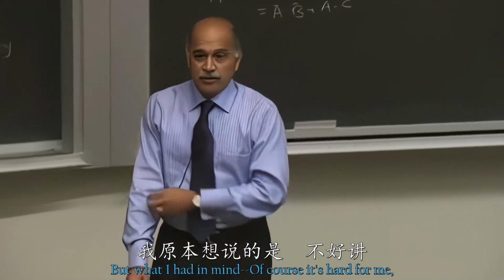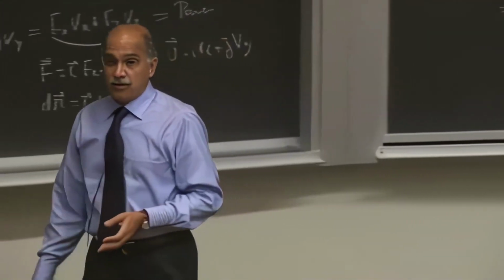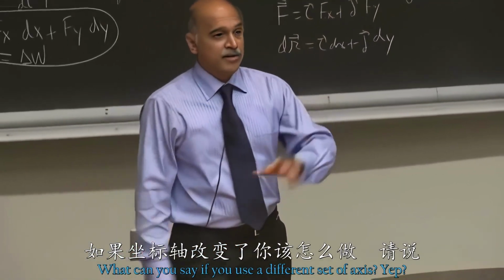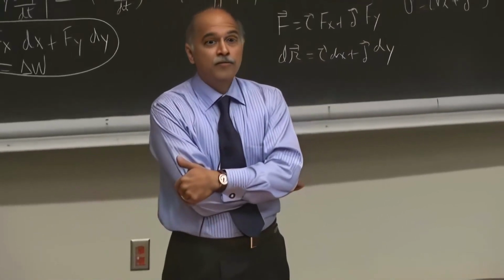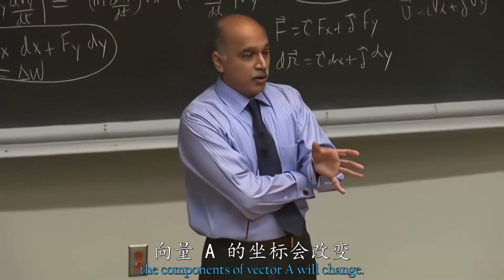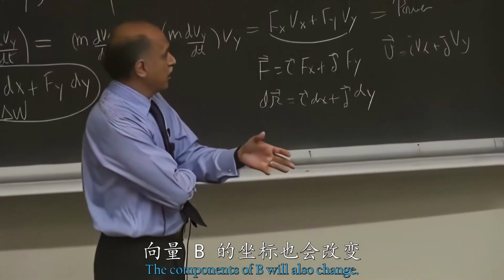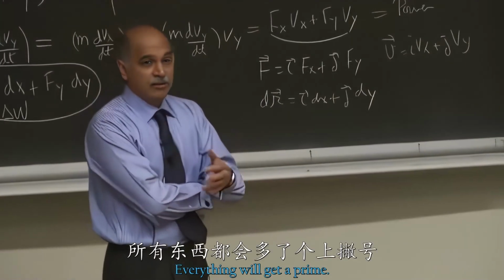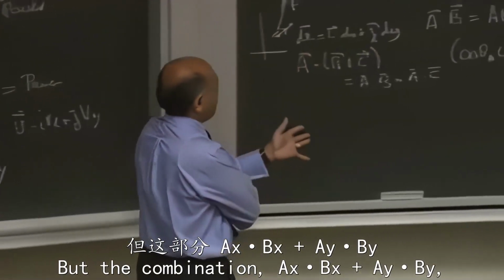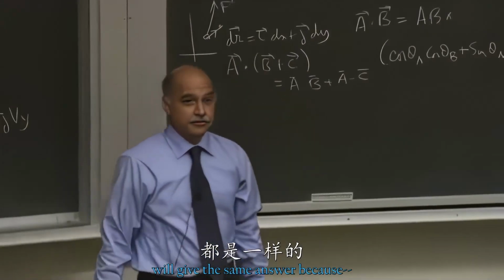But what I had in mind, of course, it's not fair that I ask you a question without saying what I'm looking for. What can you say if you use a different set of axes? Yep, it doesn't matter. It's invariant. If you go to rotated axes, the components of the vector A will change. We have done that in the homework, we've done that in class. Components of B will also change. Everything will get a prime. But the combination AX BX plus AY BY, when evaluated before or after, will give the same answer.